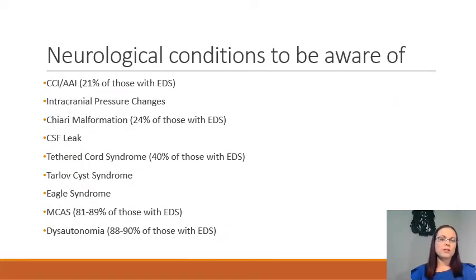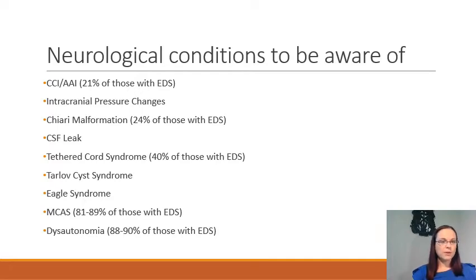So the neurological conditions I'm going to go through are ones we really need to be aware of in this population because they are much more prevalent compared with the general population. Cranial cervical instability or atlantoaxial instability. A recent study just found that about 20% of those with EDS have this condition, so upper cervical instability. Intracranial pressure changes are more common. Chiari malformation is found in almost 1 out of every 4 patients with EDS now.